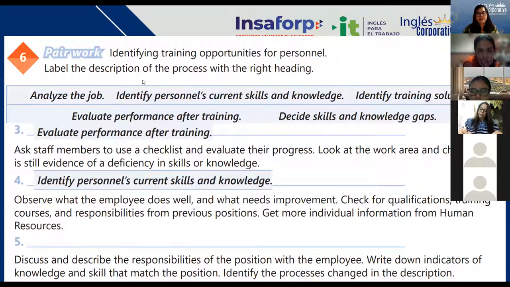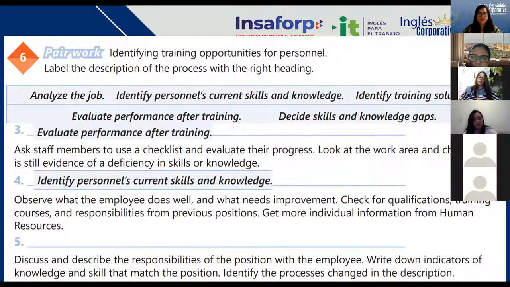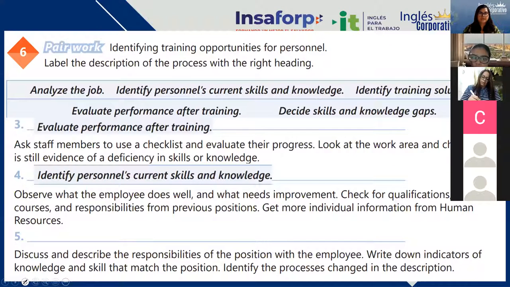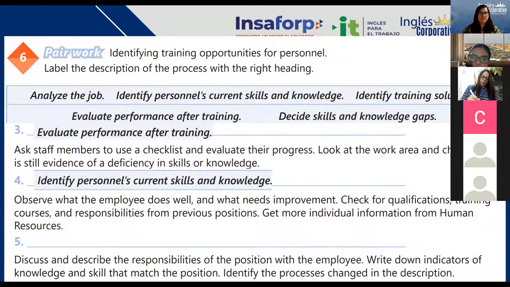Okay, and the last one, discuss and describe the responsibilities of the position with the employee. Write down indicators of knowledge and skill that match the position. Identify the process changed in description. Analyze the job. Okay. Good.